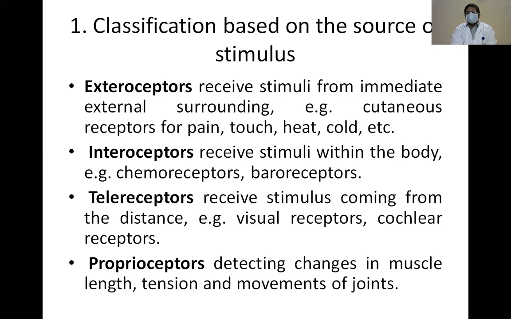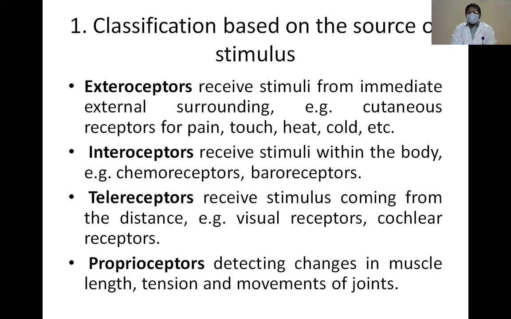The interoreceptors receive the stimulus from within the body. For example, the chemoreceptors at the bottom of the aortic arch, in the aortic body, or the baroreceptors present at the common carotid bifurcation. These are examples of the interoreceptors.